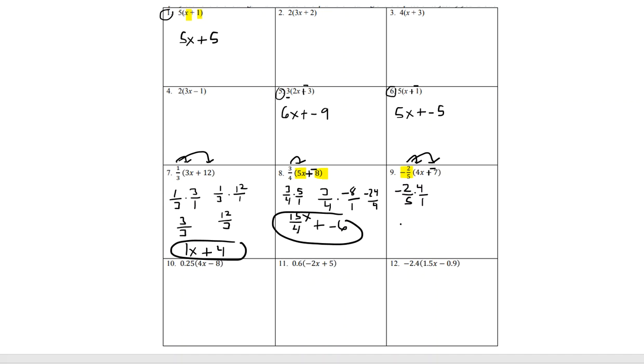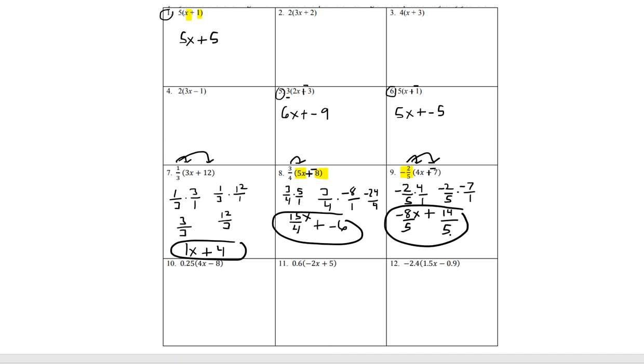This is going to become 4 over 1. Negative 2 times 4 is negative 8. 5 times 1 is 5. So that becomes negative 8/5 x plus, now we have a negative 2/5 times a negative 7, which we're going to put over 1. And remember, when we multiply, we just do top times top. So negative 2 times negative 7 is 14. Bottom times bottom, 5 times 1 is 5.